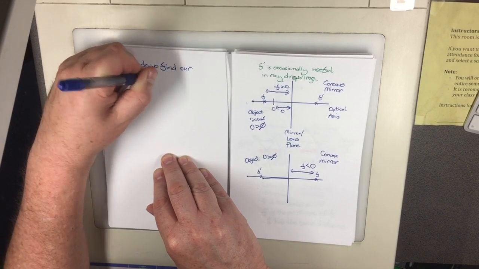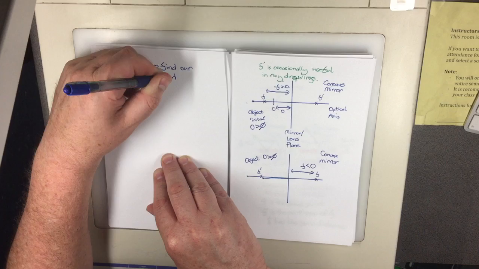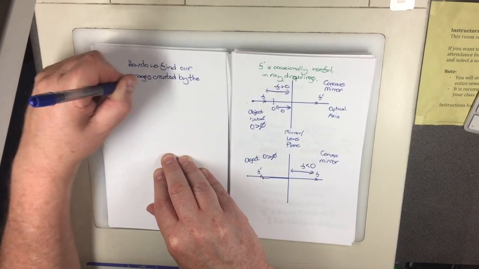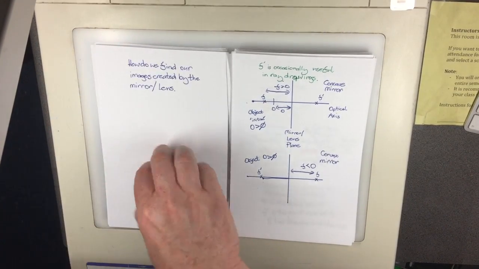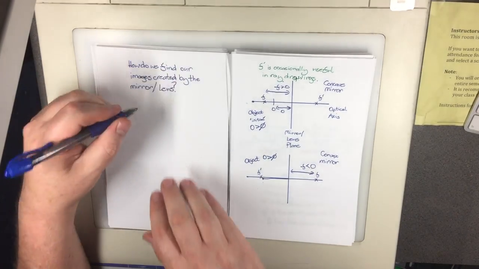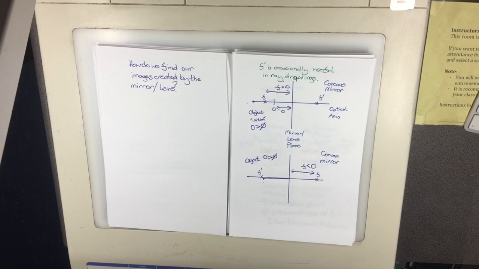So how do we find our images created by the mirror and lens? In the test, for 214 test 3, what I'm going to do is give you a mirror or a lens, and ask you to describe the image that's created and then draw a ray diagram. So for something like this, what we're about to learn is critical. How do we find this?